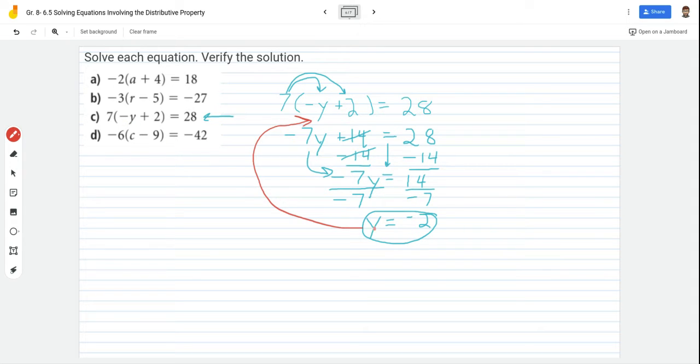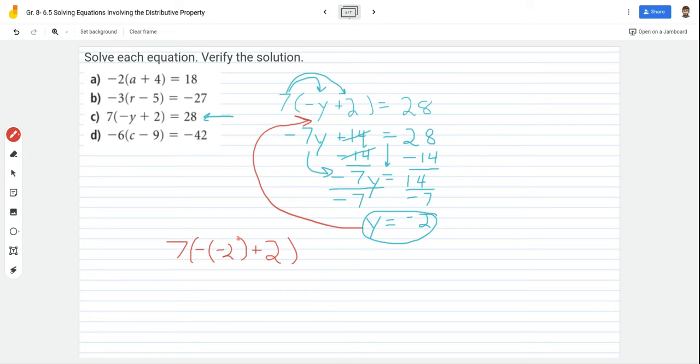That is correct. So when I stick that in there, I have to make sure when I'm verifying it that this is correct. So I have 7, negative, and then I have a negative 2. I'm just going to stick that in brackets like that. And I'm going to add 2 to that.